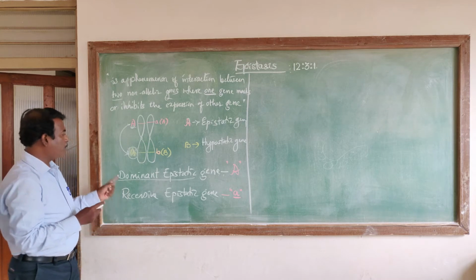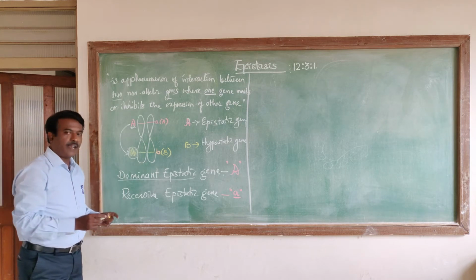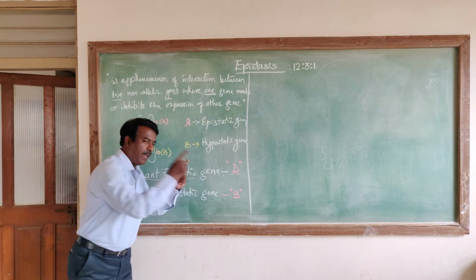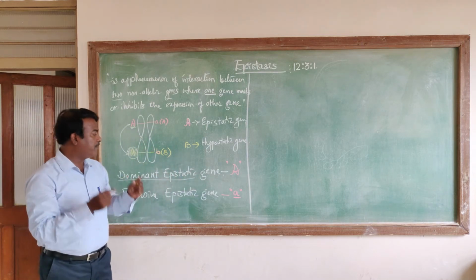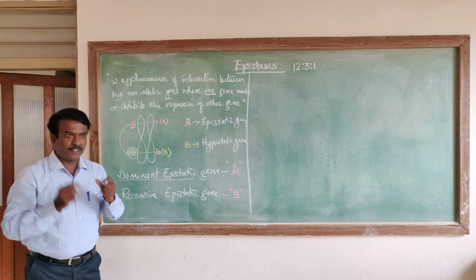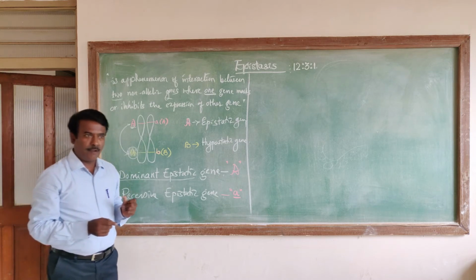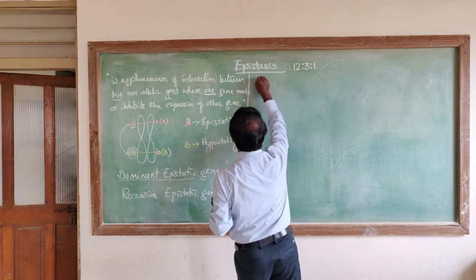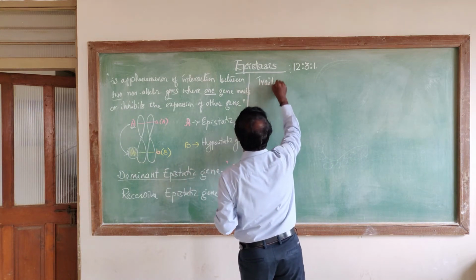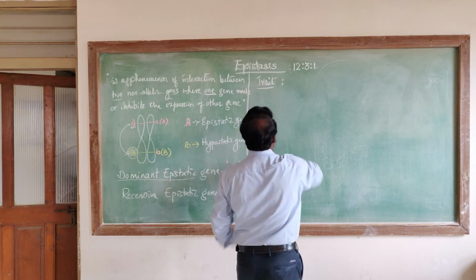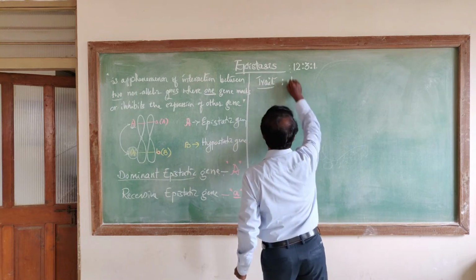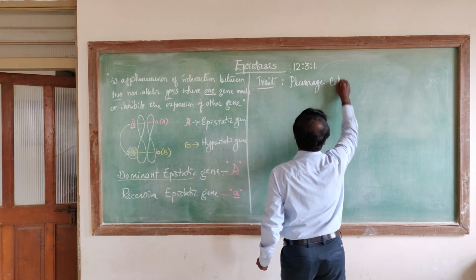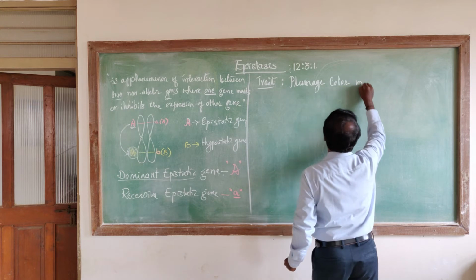Today we are going to learn how exactly the dominant epistatic gene behaves, how the dominant epistasis occurs, by taking an example for our understanding. Let us take an example. One trait, that is a plumage color in fowls.